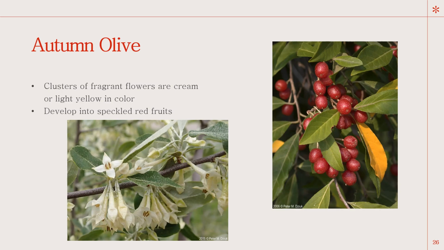So the autumn olive has very fragrant flowers. If you see this in the flowering season when it has its flowers, you're going to probably smell it before you actually see it. And you'll be looking around wondering what smells so good. Kind of like lilac bushes have that very fragrant smell to them. So they're in clusters of cream or yellow colored flowers, and then these develop into red speckled fruits.